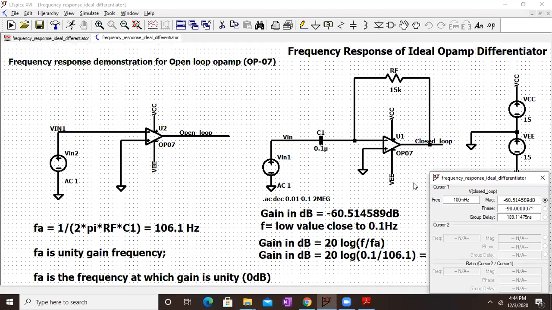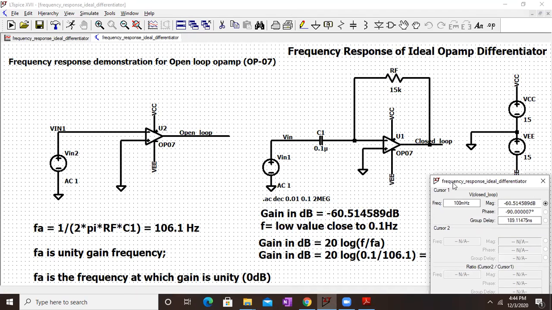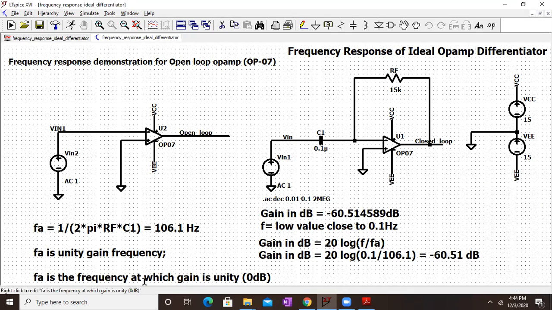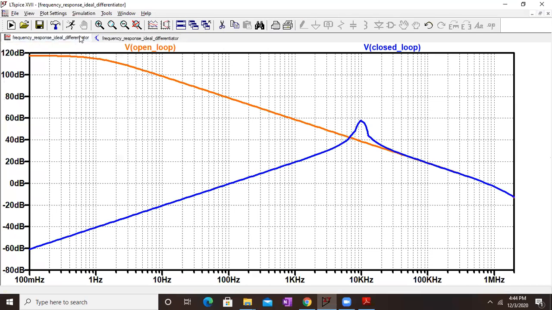Theoretically, its value is minus 60.51, and by simulation also the value is minus 60.51. As you can see, it's quite close. And FA is the frequency at which the gain of the ideal differentiator is unity, or 0 dB. Okay, so these are all the points which we are evaluating over here.